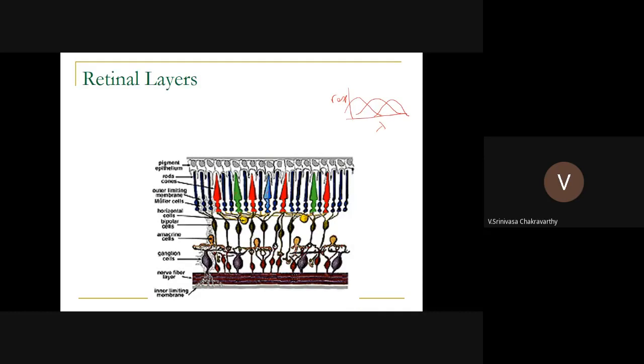So in the retina you have these three layers. You have the photoreceptor layer, consisting of rods and cones. Then you have the pigment epithelium, where the scattered light gets absorbed. Then you have bipolar cells, an intermediate layer of neurons, and you have ganglion cells.